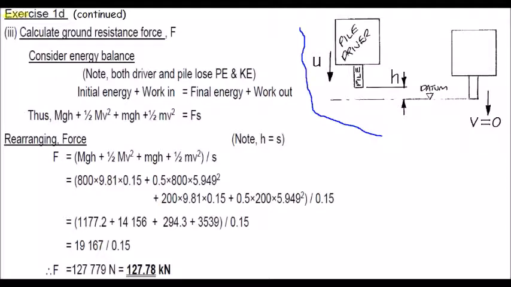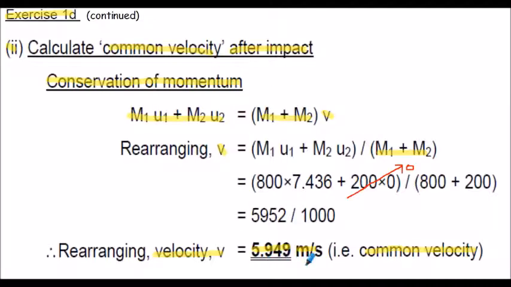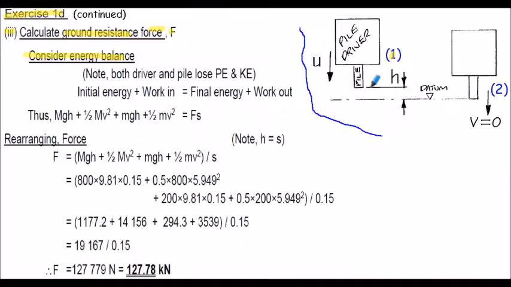Exercise 1D continued. Part 3, we're going to calculate the ground resistance. That's the force F applied from the ground that slows the pile down to rest. So considering the energy balance between position 1 here, when the pile and the pile driver are moving with the velocity 5.949 meters per second, and at a height 0.15 meter above the datum shown here. And then position 2 later on is when the pile and the pile driver have moved into the ground 0.15 meters and are now stationary.